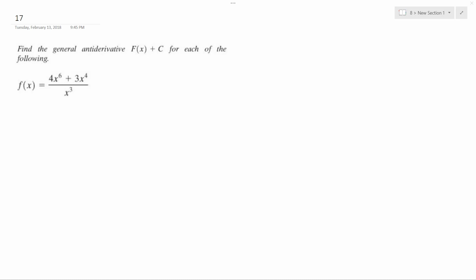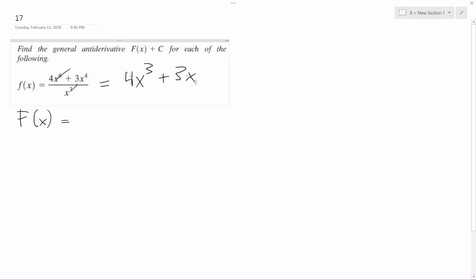You want to find the general antiderivative for the following problem. So capital F of x is going to be equal to... first thing I'm going to do is divide 3 by the x. So this is the same thing as 4x raised to the third, because you subtract exponents when you divide them, plus 3x. This will make it a lot easier to do. So this is going to be equal to the integral of 4x cubed plus 3x dx.